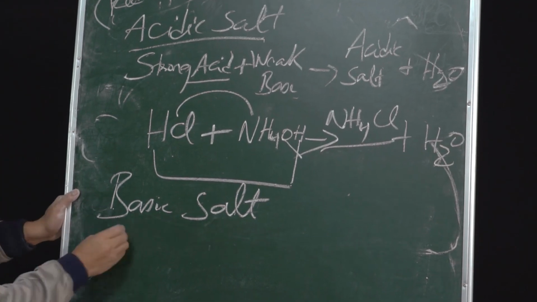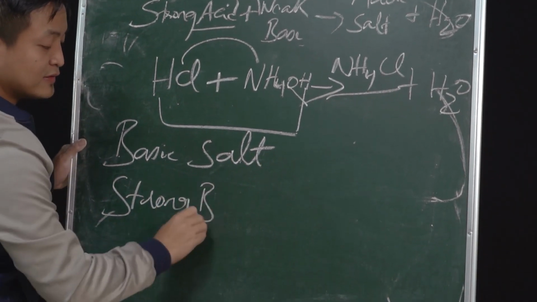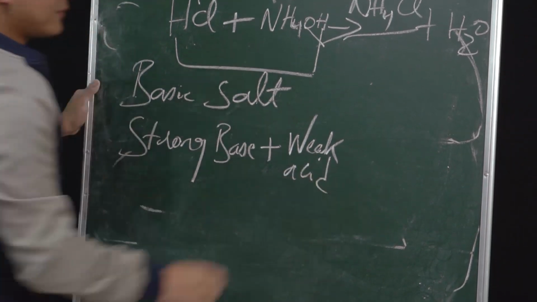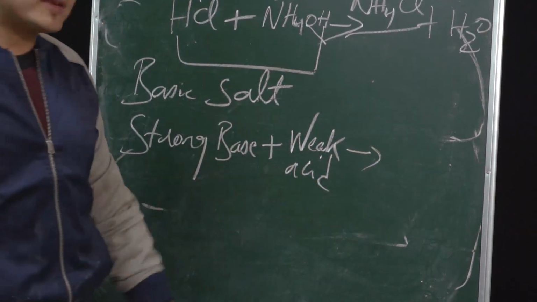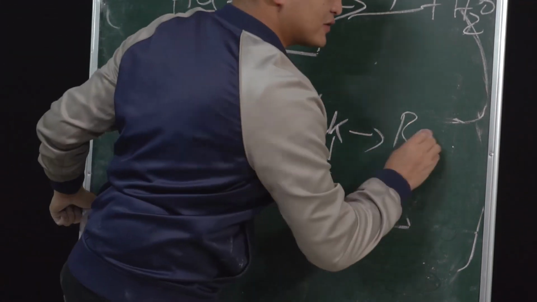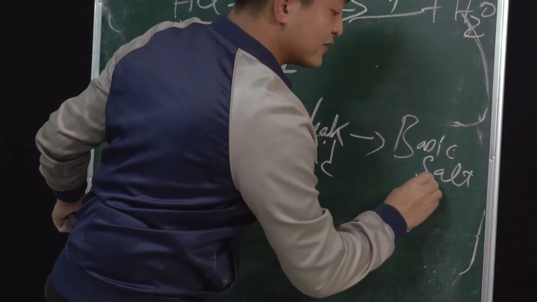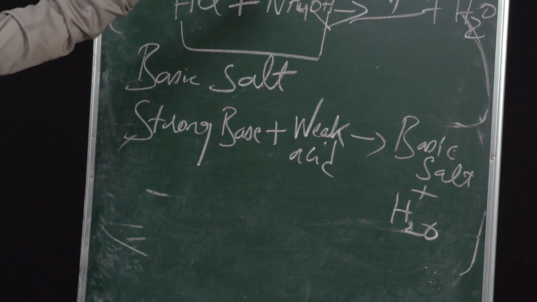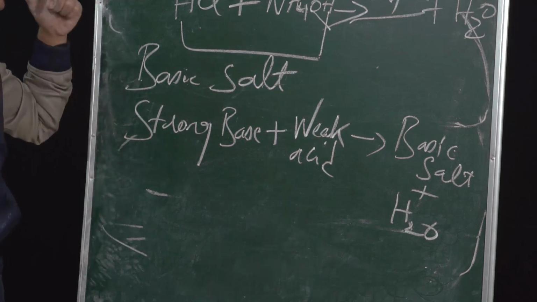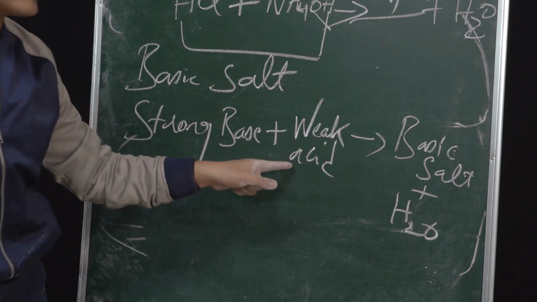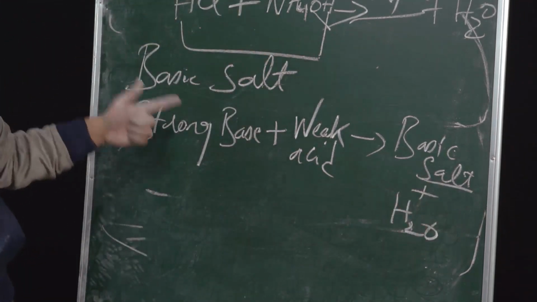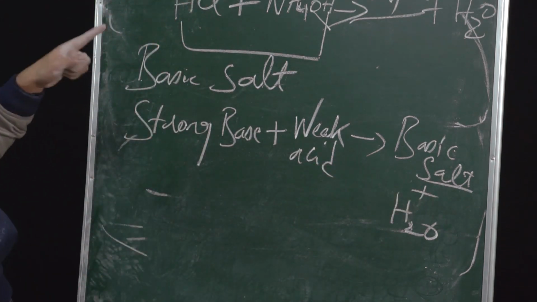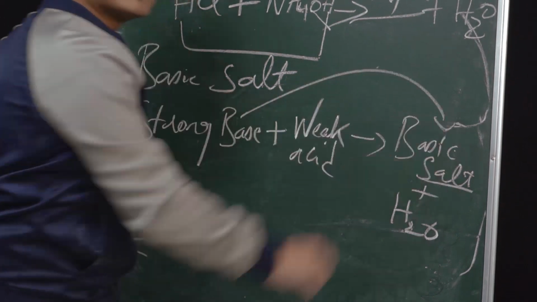For basic salt, we need a strong base and weak acid. Strong base and weak acid react together to give a basic salt and water. See, when we react a strong acid with a weak base, we're getting an acidic salt. But when we are reacting a strong base with a weak acid, we will get salt for sure, because acid and base we are reacting, so we will get salt. But what kind of salt? Since we're reacting it with a strong base, we'll get a basic salt.